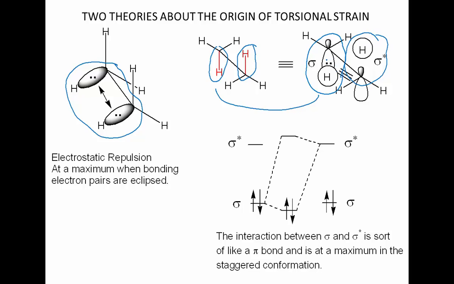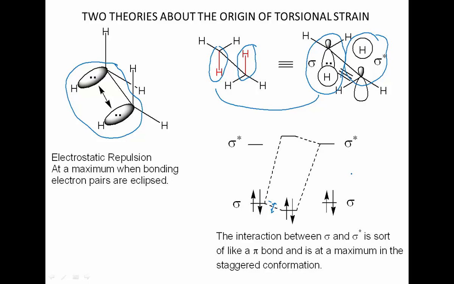Okay, so we're taking the sigma, which is filled, and the sigma star, which is empty. Here is a molecular orbital diagram that shows this, and what we see here is a little bit of a stabilization. Actually, there's three of these stabilizations here because there's three CH bonds.